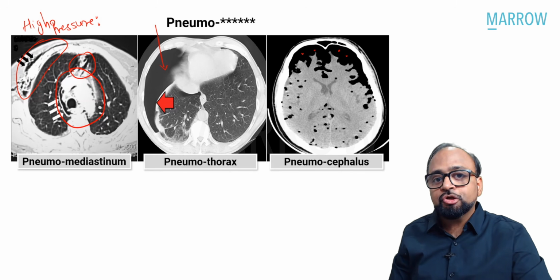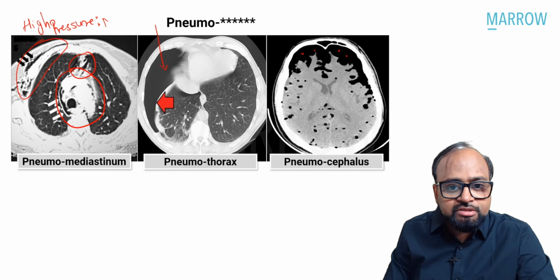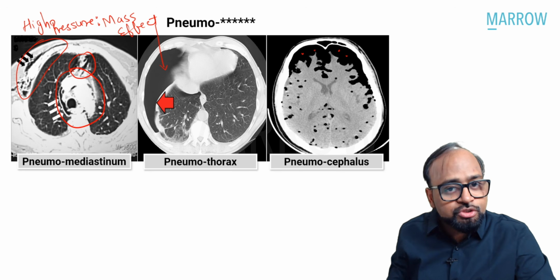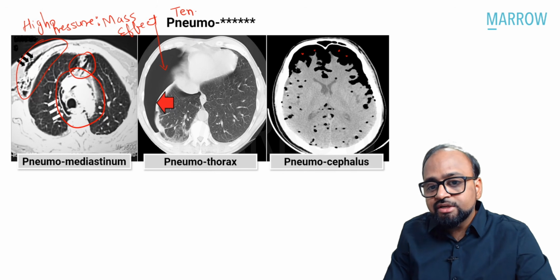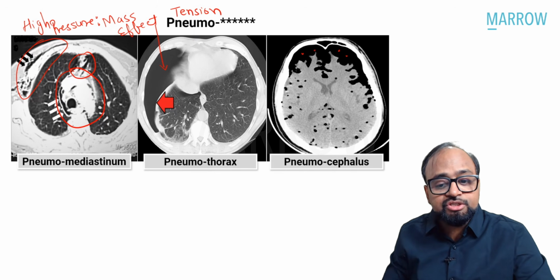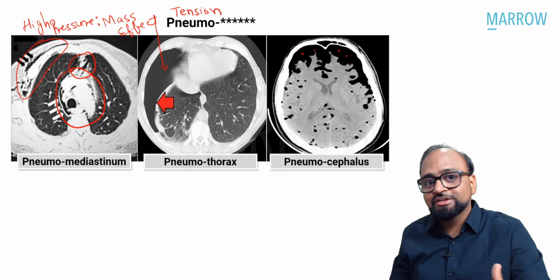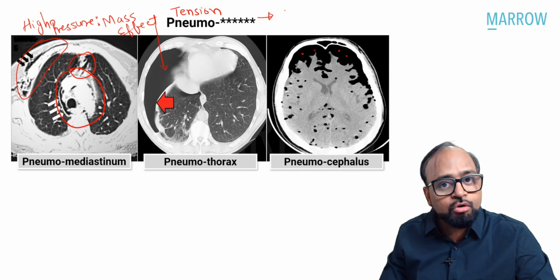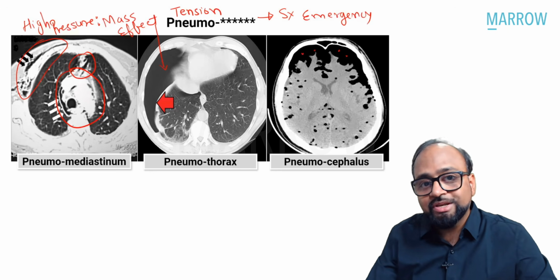The indirect radiologic sign that tells us that this air is at a very high pressure is mass effect on the adjacent organ. Whenever you see that the air is at a high pressure, because you see mass effect, you call it tension pneumomediastinum, tension pneumothorax, or tension pneumocephalus. So tension means high pressure. And remember, always, this is a surgical emergency that needs to be treated very rapidly.